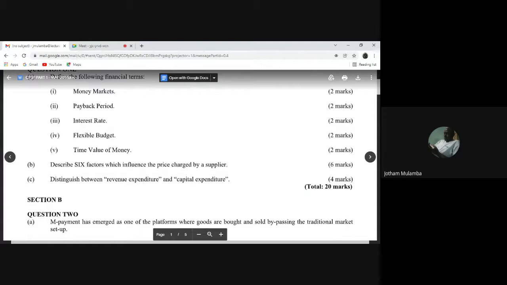Time value for money. Can try time value for money. It's the strength of a currency at a specific time. For example, the money that one has at this time is equivalent to the money that you can get. Yeah, the time value of money is the decline of value of money over a period of time. That is, the longer the period, the value of money keeps declining.